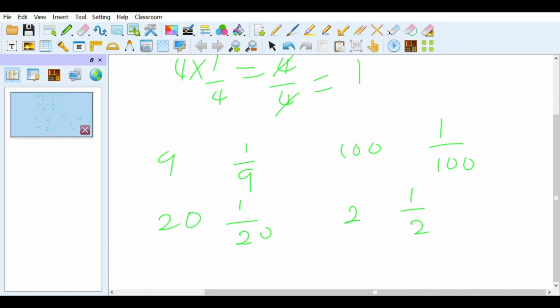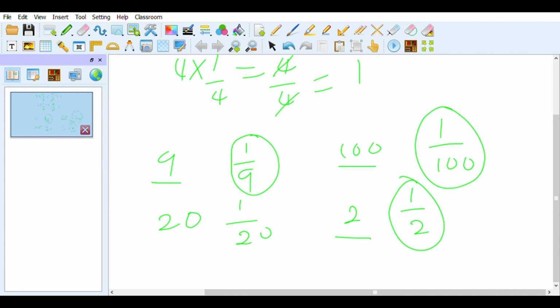And the other way around, this is like left to right and right to left. It means that the multiplicative inverse of 1 over 100 is 100. Multiplicative inverse of 1 over 2 is 2. Multiplicative inverse of 1 over 9 is 9. Multiplicative inverse of 1 over 20 is 20. So it's both ways. If 9 is the multiplicative inverse of 1 over 9, it means that 1 over 9 is the multiplicative inverse of 9. Okay, so do we follow this? I hope you follow.